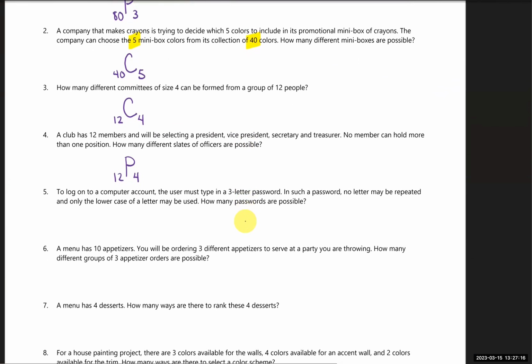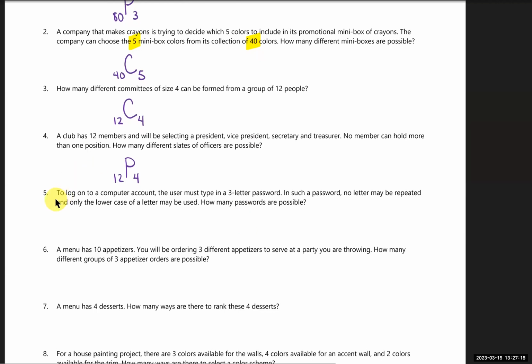All right, and then we have to log on to a computer account, the user must type in a 3-letter password. In such a password, no letter may be repeated, and only lowercase letters of the alphabet may be used. How many passwords are possible? All right, so this is a pretty boring password, and we just kind of go with it here. So it's just 3 letters, and we can't repeat letters.